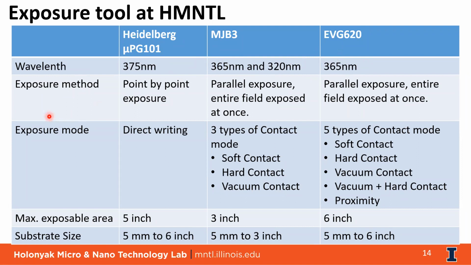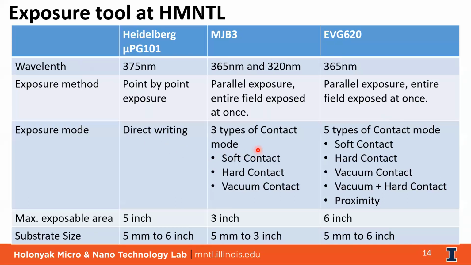In terms of exposure method, Heidelberg is a direct writing system, so it will expose point by point based on your design. MJB3 is a parallel exposure, so it will expose the entire field at once. EVG is also a parallel exposure. And for the exposure modes, Heidelberg does the direct writing. It's design driven. You just feed your design into the system, and based on that it will control the laser and do the writing.